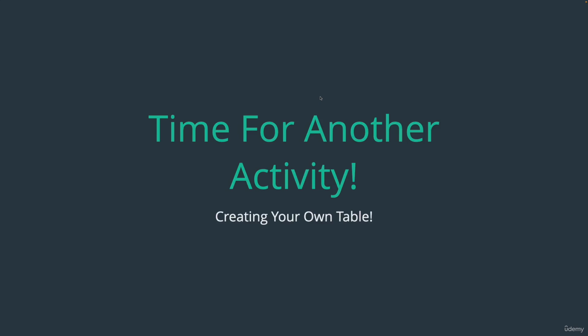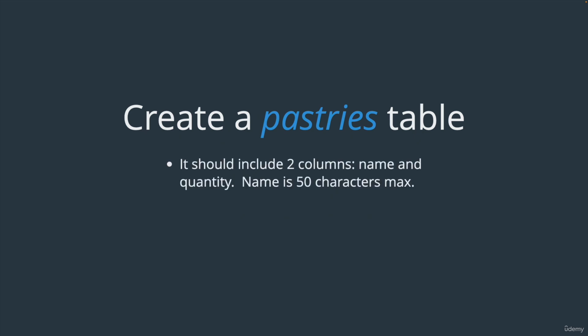It's time for you to practice creating and dropping your own table. This will be quick. Here we are. Instructions. I'd like you to create a table called pastries, and it has two columns, a name and a quantity. Name should be the name of a pastry, like, what's a pastry? Muffin, croissant, and then also the quantity, which should be a number, an integer.